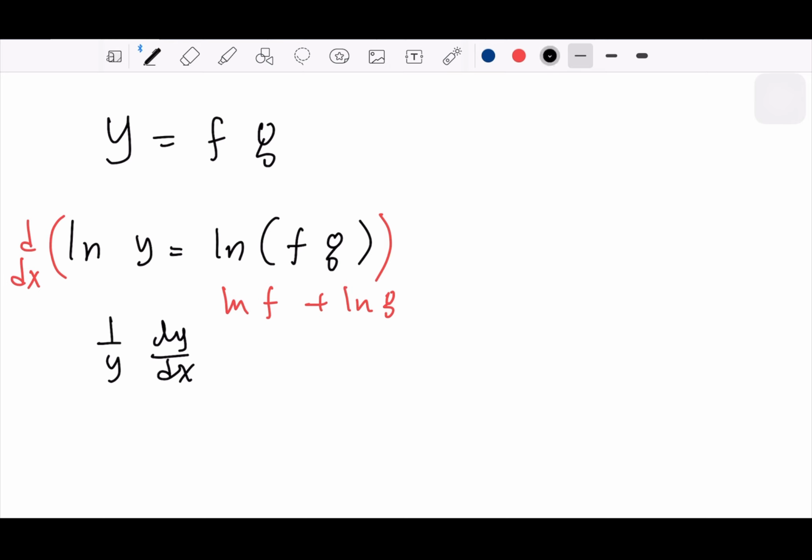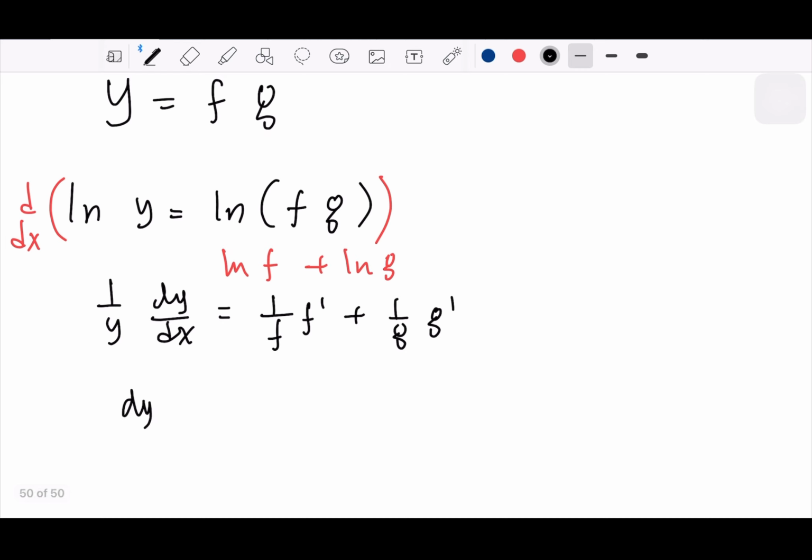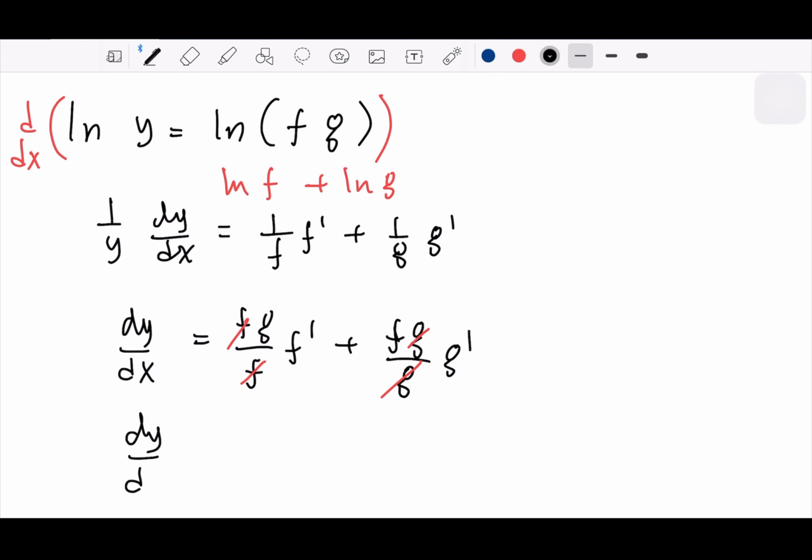And then derive each one. So we will have 1 over f times f prime plus 1 over g times g prime. And then y is fg. Okay, so dy over dx is multiplied by fg, so fg f prime over f plus fg g prime over g. And then we can cancel, and then we can develop the product rule using the implicit differentiation.